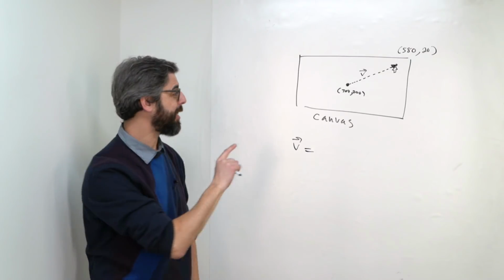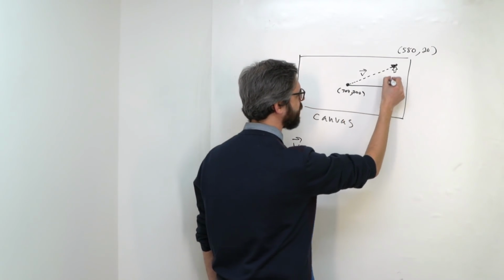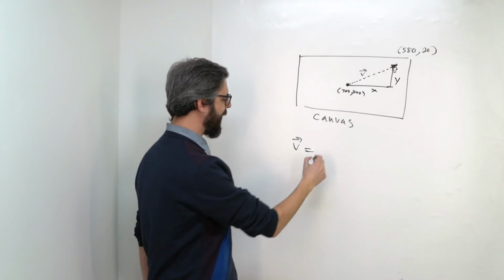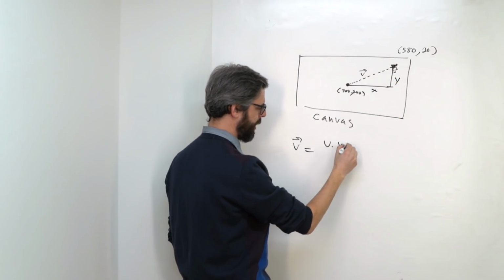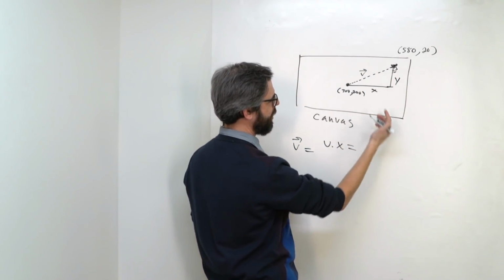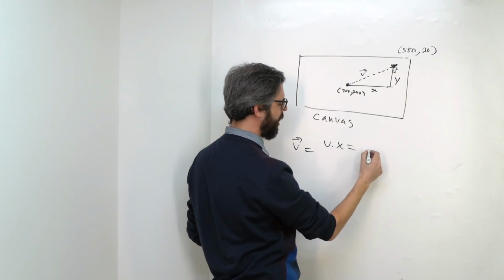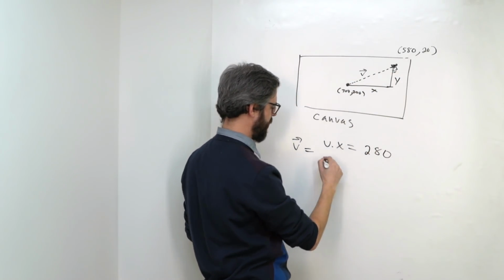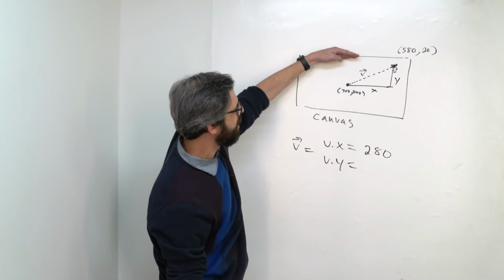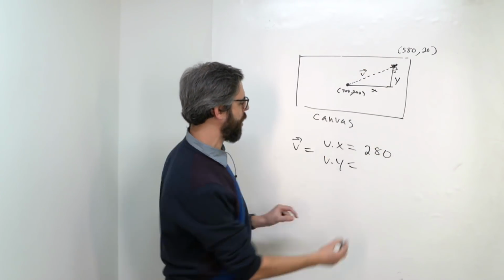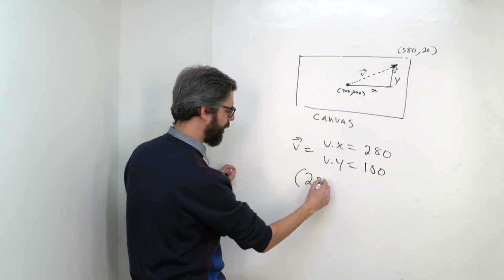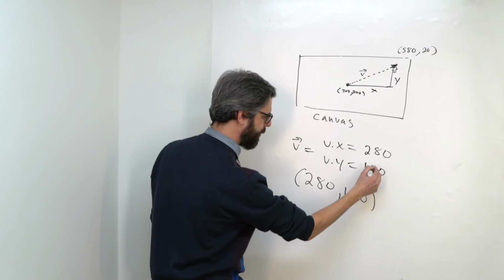Well, when I say calculate the vector, what I'm really looking for is the x component and the y component. So v dot x equals what? 580 minus 300, that's 280. V dot y equals 200 minus 20. This length is 180. So this vector is 280, 180.